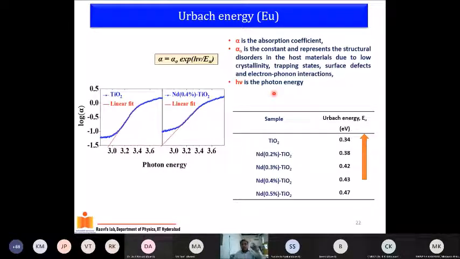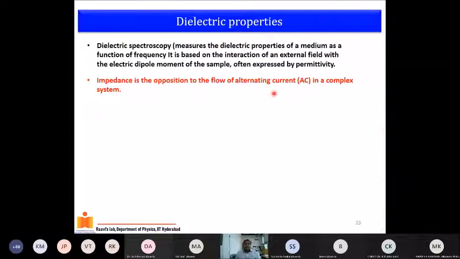So the first one, XRD, talks to you about the crystal structure. Absorption talks to you about the electronic structure, from the Urbach energies. Now we see how this dopant has changed the electrical properties. For that we measure the dielectric properties. Dielectric spectroscopy measures the dielectric property of a medium as a function of frequency.